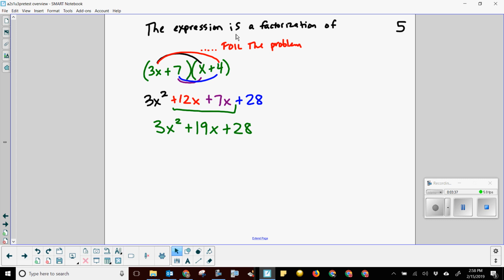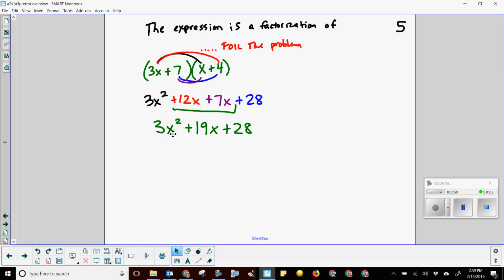Concept 5, the expression is a factorization of blah, blah, blah. This is a broken down version of one of your answers. So we're going backwards. So this is FOIL. First terms, outside terms, inside terms, last terms, you're going to multiply and then combine like terms. That's concept number 5.